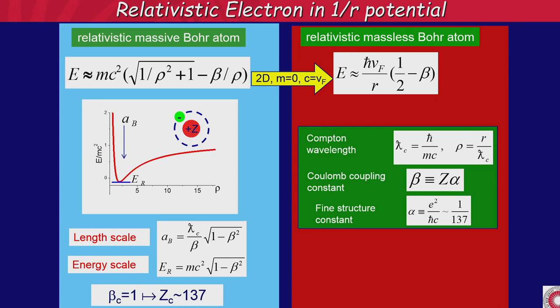So the energy is h bar v_F over r, and there's 1/2 minus beta here. 1/2 comes from the angular momentum. So this is very interesting. Notice that there is no scale here. There's no characteristic scale. This is a scale-free problem. Whereas before we had the Bohr radius, we had a minimum, this thing doesn't have a minimum. It either goes to plus infinity or it goes to minus infinity. No minimum. This is a typical scale-free problem. There are a few of those in nature. This is called an Efimov series.